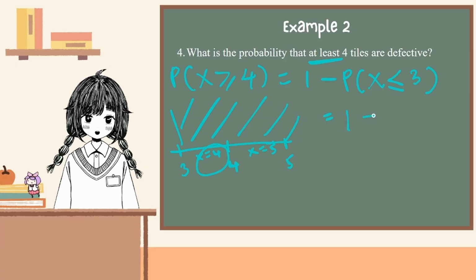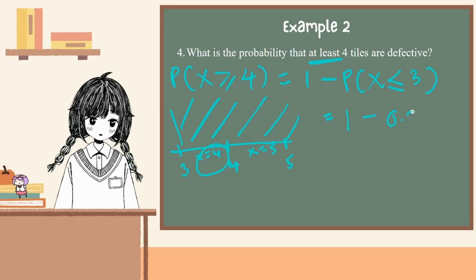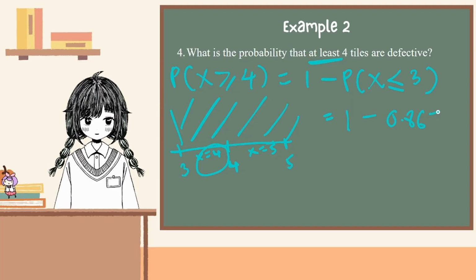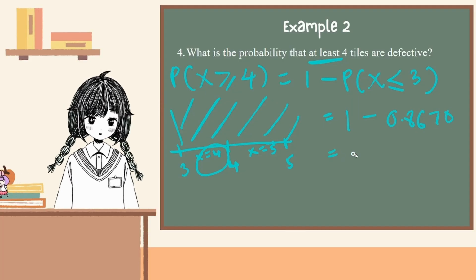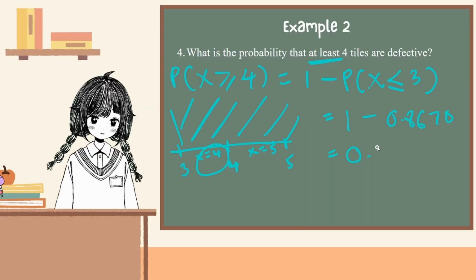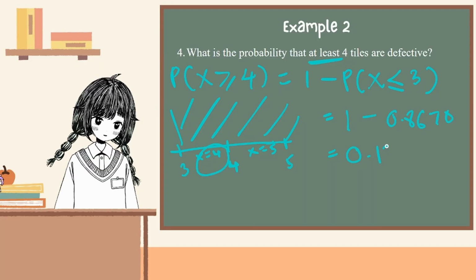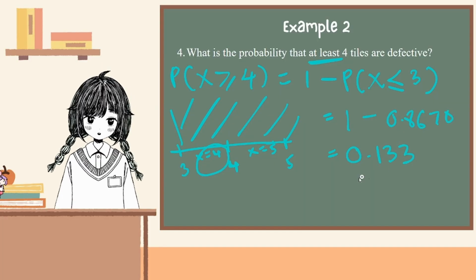So 1 minus 0.8670. The final answer is 0.133.